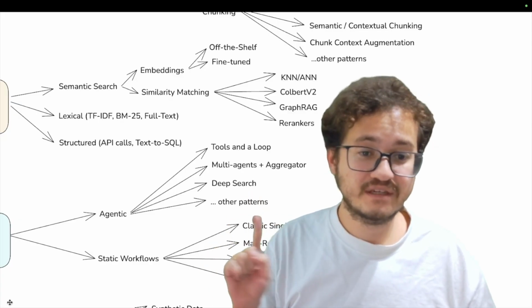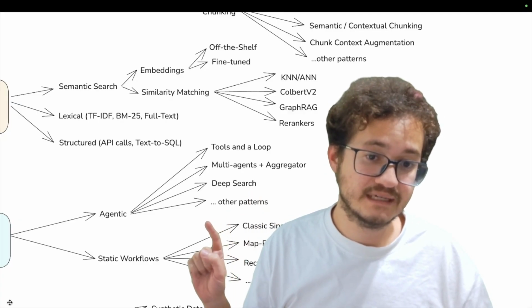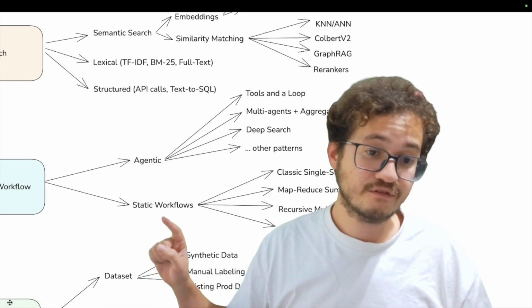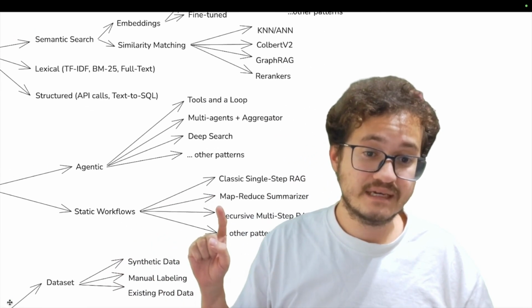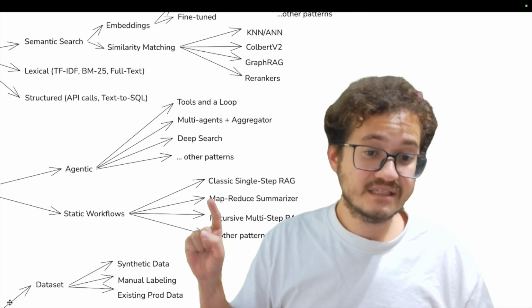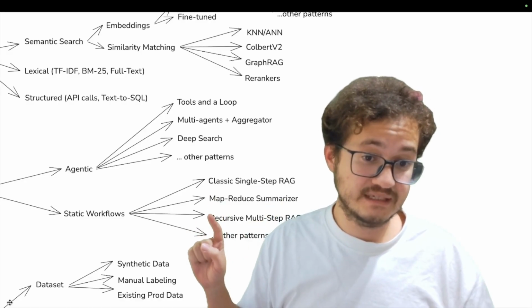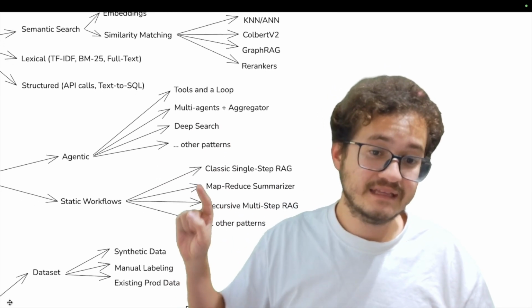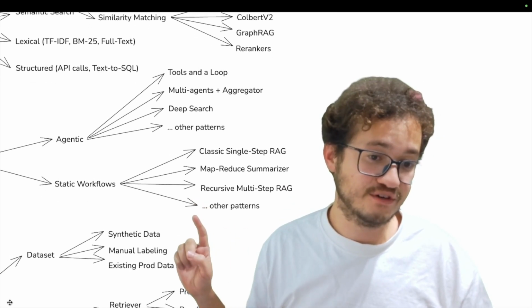There are of course an infinite number of patterns that you can try here and see which gives the best results. However, a lot of times the non-agentic static workflows may be very valuable because they are generally faster and cheaper. Classic single-step RAG can give your users an immediate answer. The MapReduce summarizer is the simpler version of the multi-agent aggregator. And here as well you have basically an infinite number of patterns.